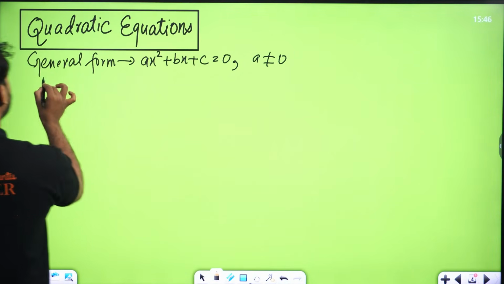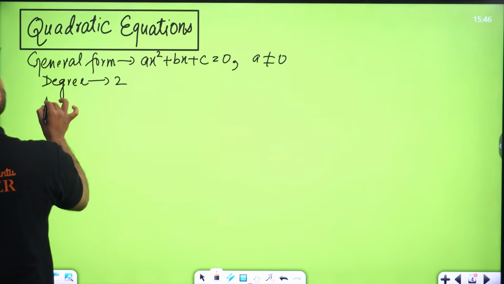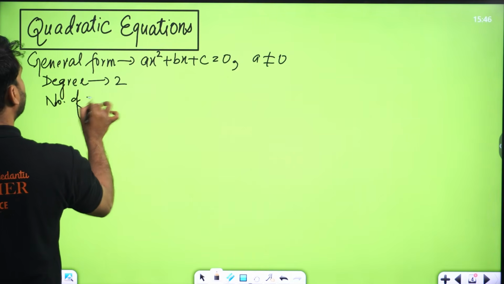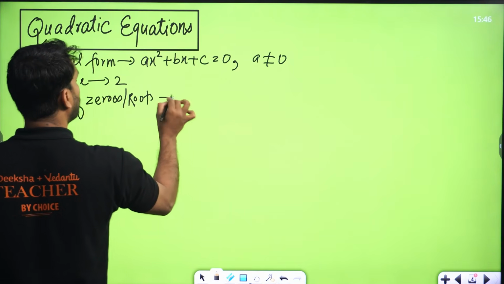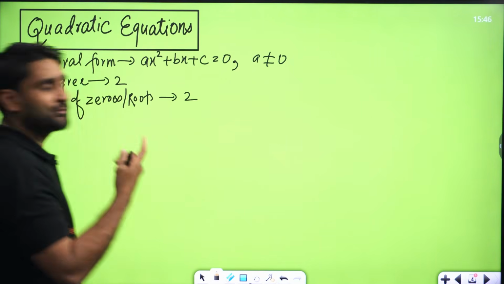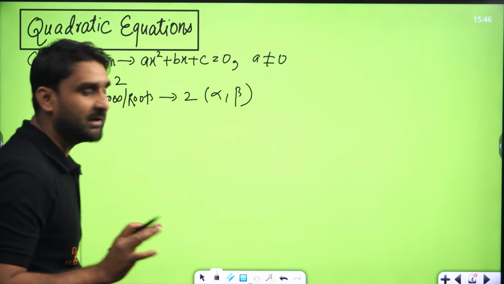Now if you can see here, the degree is 2. Can you see, my dear, the degree is 2, so the number of zeros will be 2. If the degree is 2, the number of zeros, also called roots, will also be 2. So there will be 2 solutions, and let's say the solutions are alpha and beta.